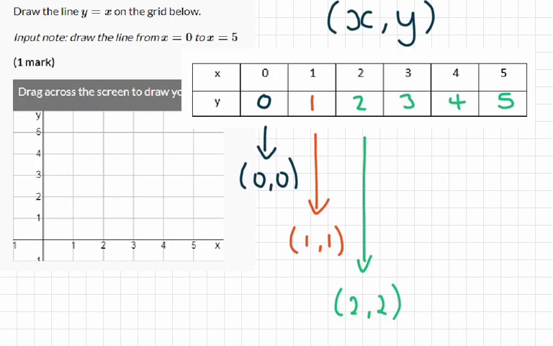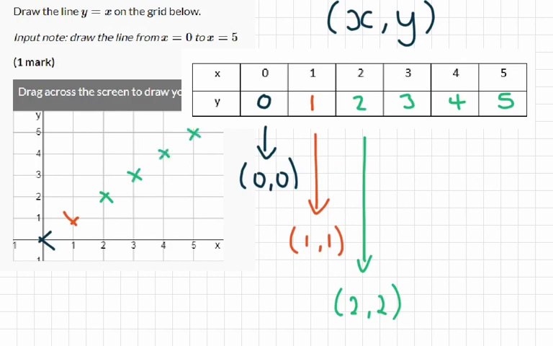From the table, each x and y pair make a coordinate. So we remember that when we write coordinates, we always write the x value first and the y value second. So our coordinates are (0, 0), (1, 1), (2, 2), (3, 3), (4, 4) and (5, 5). And now we can draw those coordinates onto our axes. So (0, 0), (1, 1), (2, 2), (3, 3), (4, 4), (5, 5).